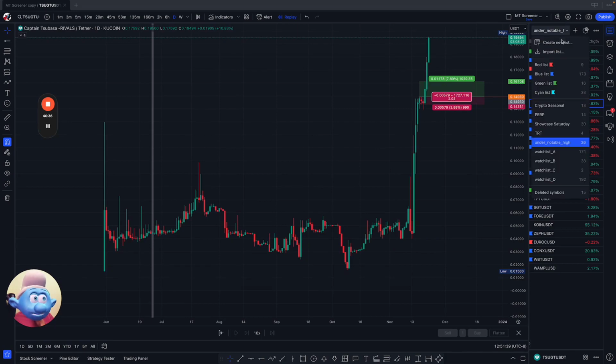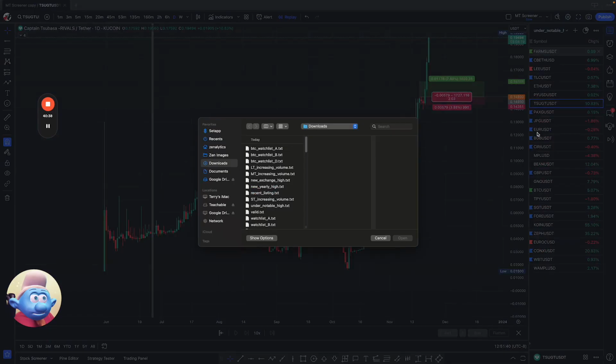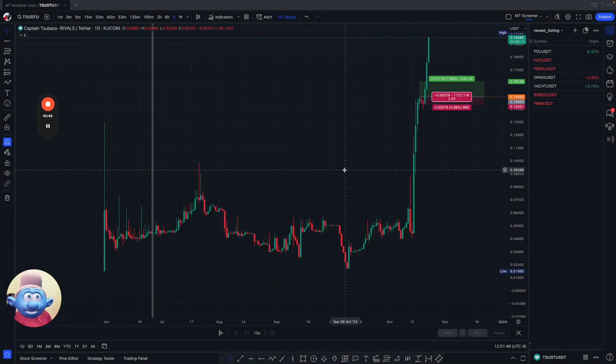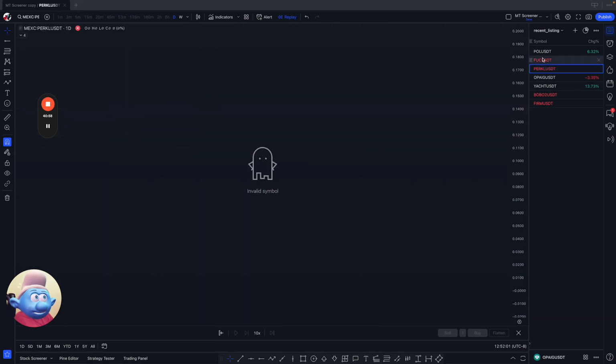This one is really simple. Let's import that list. Recent listings. And this is anything that has been added to an exchange within the last 30 days. Based off of this, these are symbols that have been added to the exchange, but they haven't been added to TradingView yet, or they were removed from TradingView. So like maybe it's something that showed up like 20 days ago, and then they're like, oh yeah, no, this is garbage, and then they delisted it.